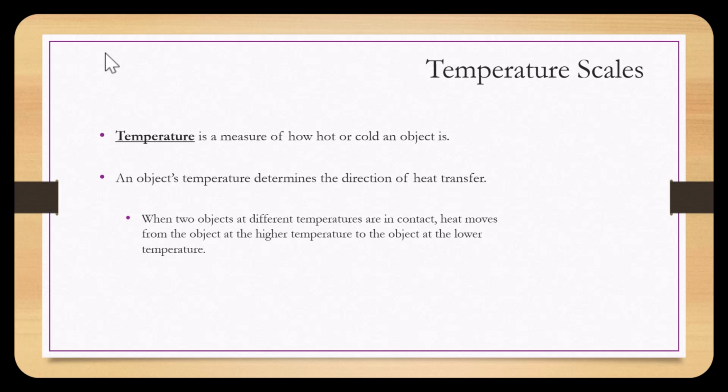Temperature is a measure of how hot or cold an object is. An object's temperature determines the direction of heat transfer. When two objects of different temperatures are in contact, heat moves from one object of higher temperature to the object of lower temperature.